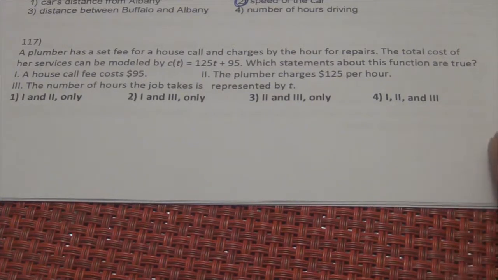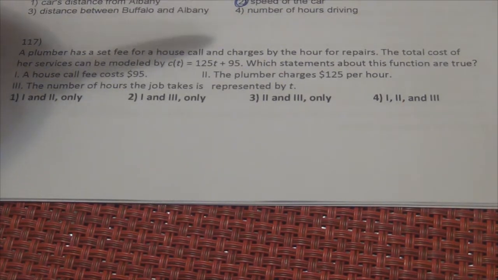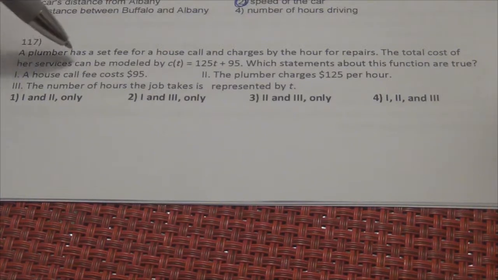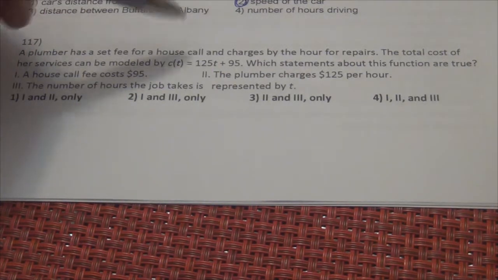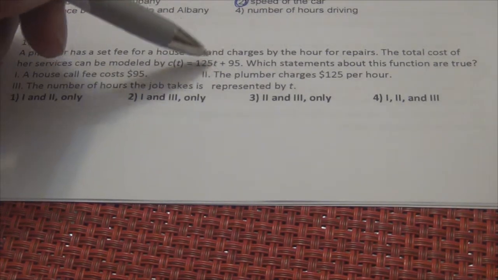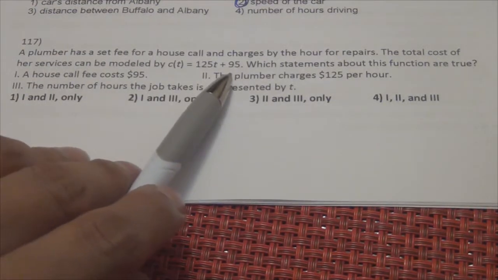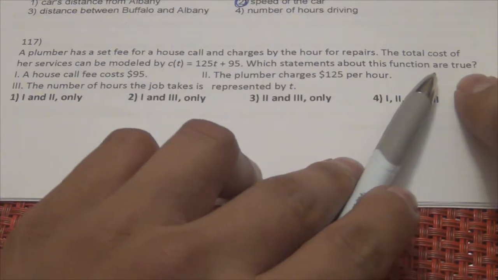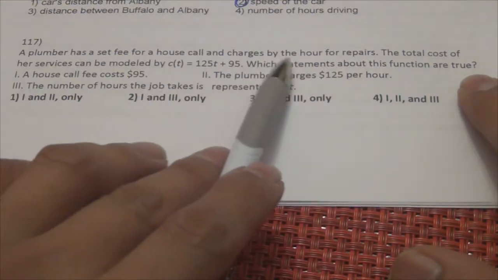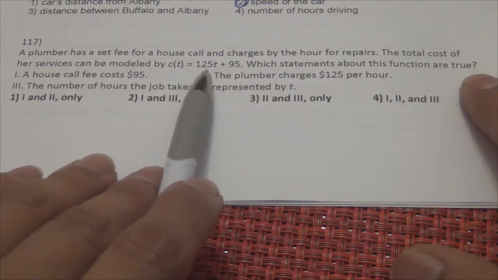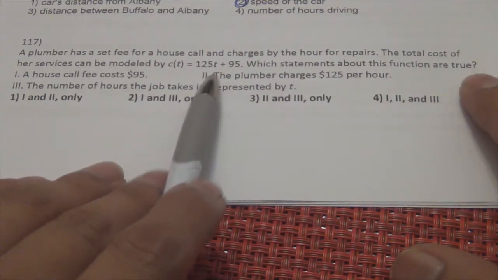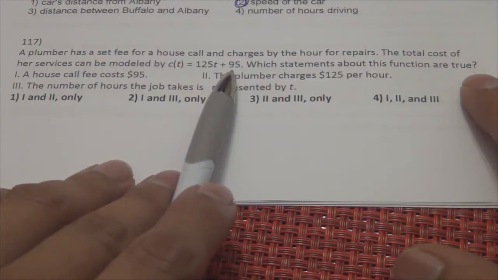All right, next one. A plumber has a set fee. Set fee, that's the startup cost. That's the number that doesn't have the variable. Has a set fee for a house call and charges by the hour for repairs. The total cost of her services, the plumber is a she, can be modeled by C of t. C is a function of t. C of t equals 125t plus 95. Which statements about the function are true? It charges by the hour for repair, so I'm assuming that it charges $125 per hour, and this is the fixed fee. Get it? Understand?